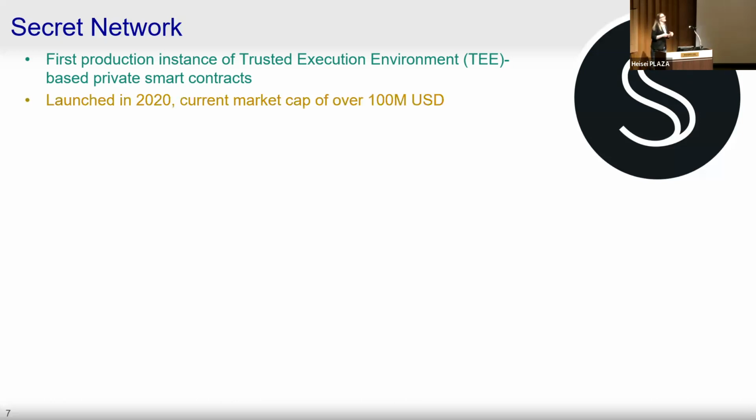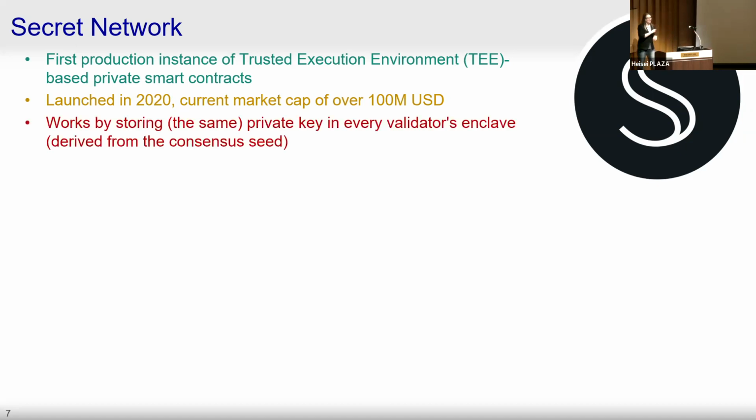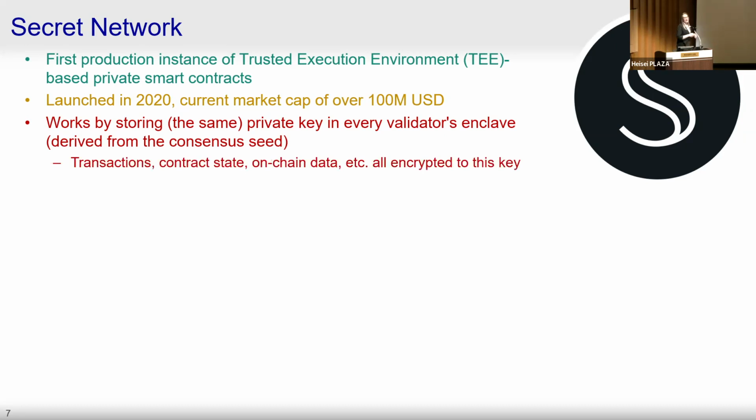So Secret launched their privacy-preserving smart contract features in 2020, and right now they have a market cap of roughly over 100 million USD. At a high level, it basically works by storing the same private key in every validator's enclave. This key and all the other associated material is derived from what they call the consensus seed. This seed was generated at the start of the network, and it's provisioned to every validator that joins the network. Crucially, all the transactions, contract state, and on-chain data are encrypted to this key. This is where we get the privacy-preserving features from.